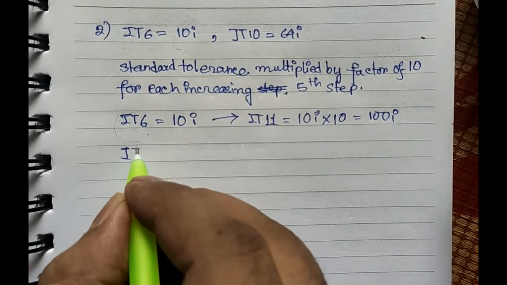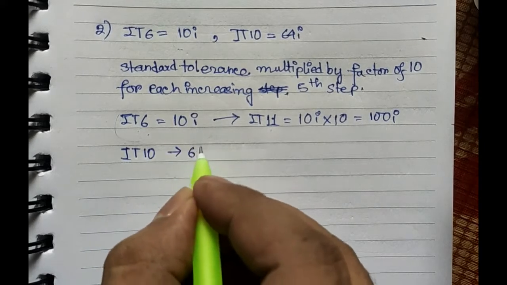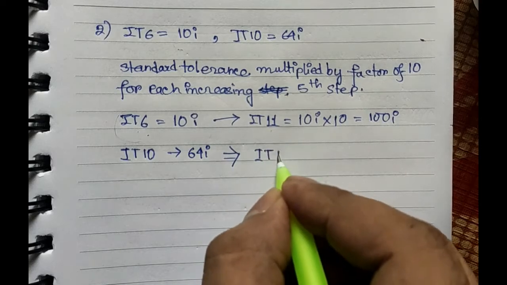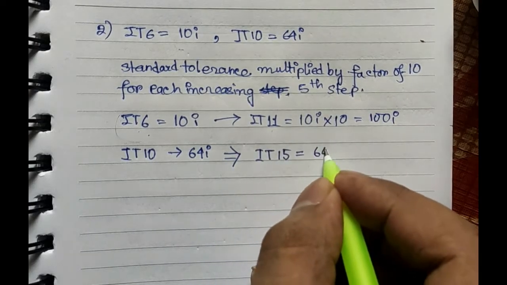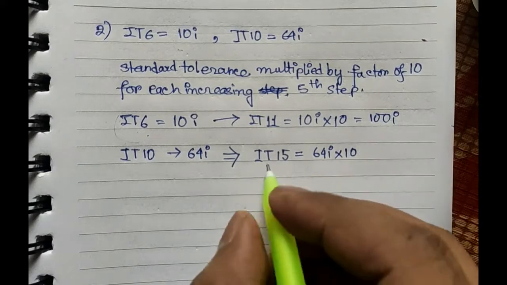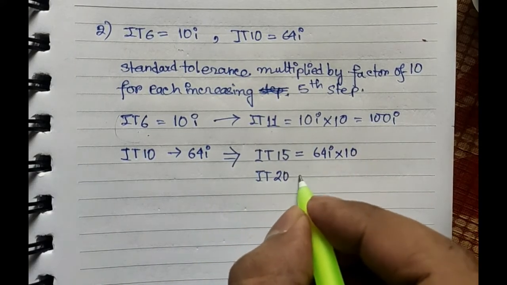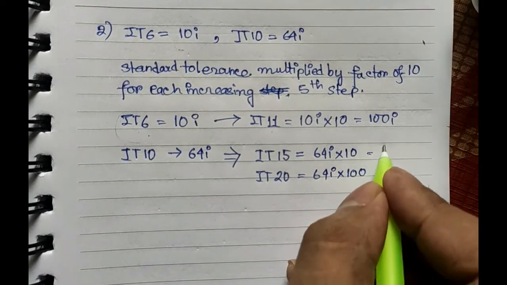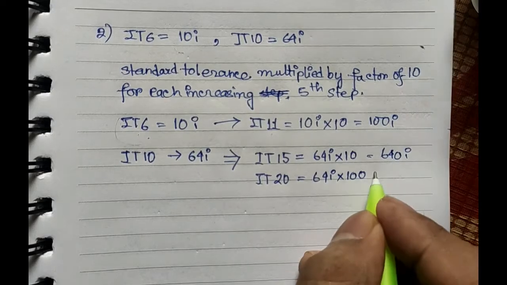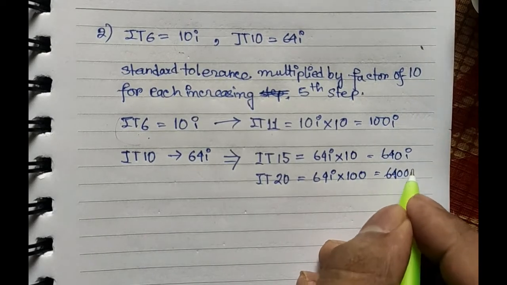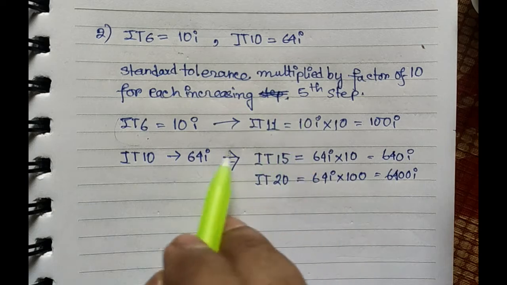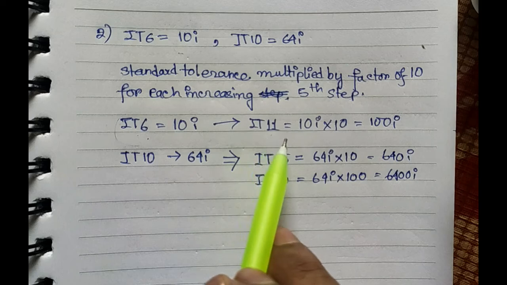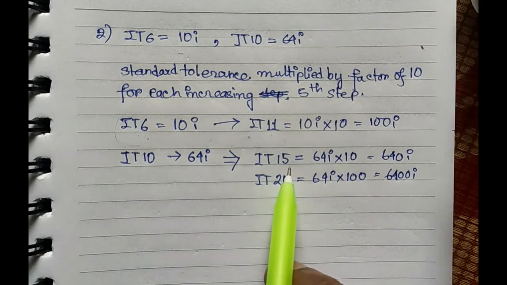Similarly, IT10 is 64i. So IT15 will be 64i into 10, that is 640i, and IT20 will be 64i into 100, that is 6400i. So in this way you can easily find out what IT11, IT15, IT20 are.